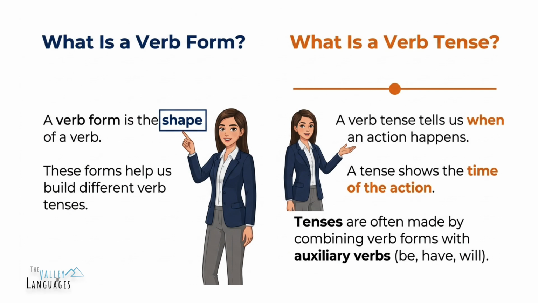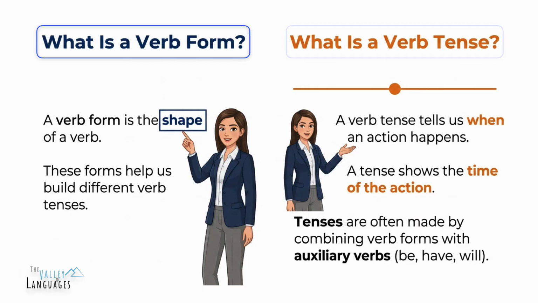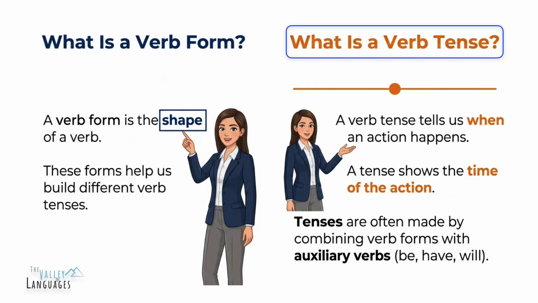First up, a verb form is basically just the physical shape of a verb. It's just the word itself and how it's spelled. Second, a verb tense tells us when an action actually happens. A tense shows us the time of the action. So, if you remember nothing else, remember this. Form is shape, tense is time. And here's the real secret as to why we need both. Tenses are usually made by combining those physical verb shapes with auxiliary verbs, helper verbs like be, have, or will. They act just like building blocks. You use the shape to build the time.